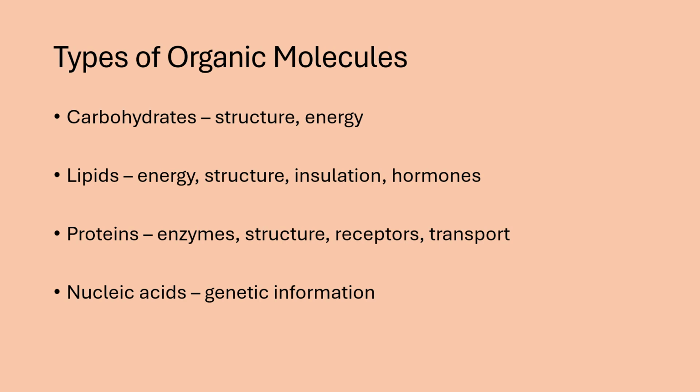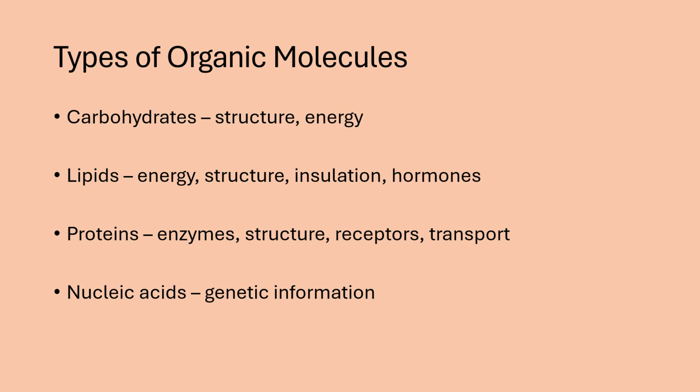Just briefly, carbohydrates, these are your sugars. They are needed for energy. They are needed as structural components. We're talking about at the cellular level. Lipids are your fats and waxes. They also are used for energy. They're also used as structural components. They're also used for insulation, and some of your hormones are lipid-based.